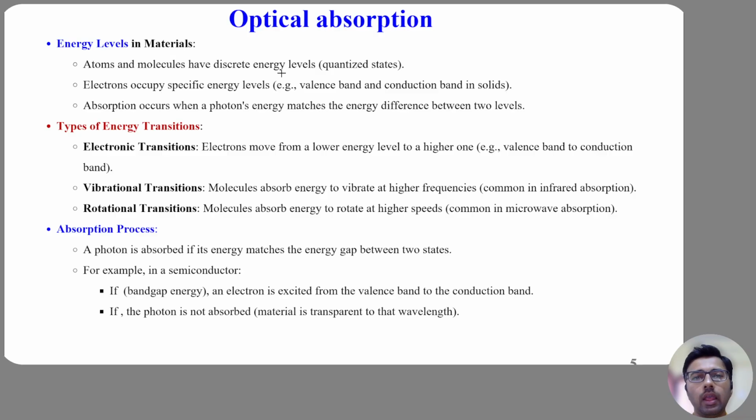Consider a semiconductor example. If a photon energy is greater than or equal to the band gap energy Eg, an electron moves from the valence band to the conduction band. But if photon energy is less than the band gap energy, absorption cannot occur. The photon passes through and the material appears transparent.